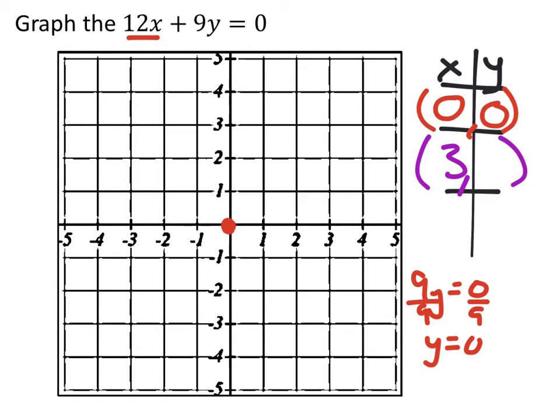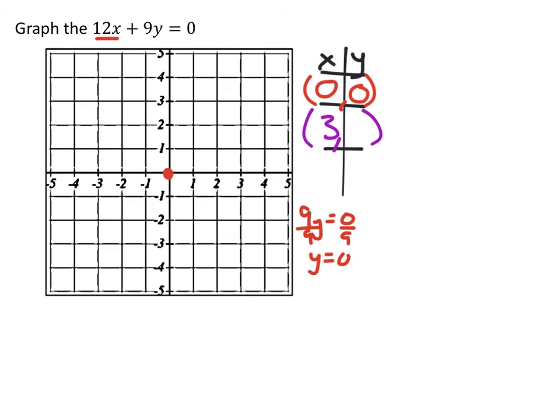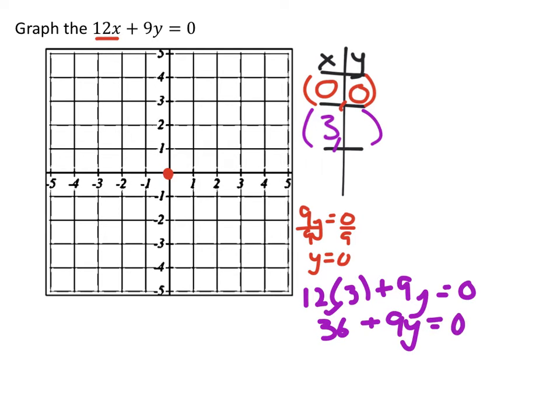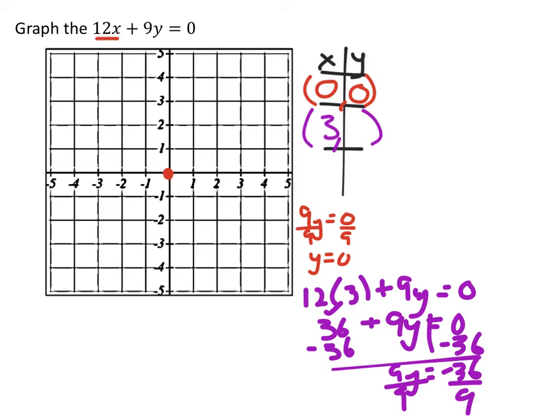So I got 12 times 3 plus 9y equals 0. So 12 times 3 is 36 plus 9y equals 0. Now subtract 36 from both sides. And 9y equals negative 36. Divide both sides by 9, and you get y equals negative 4. So we get the point 3, negative 4.